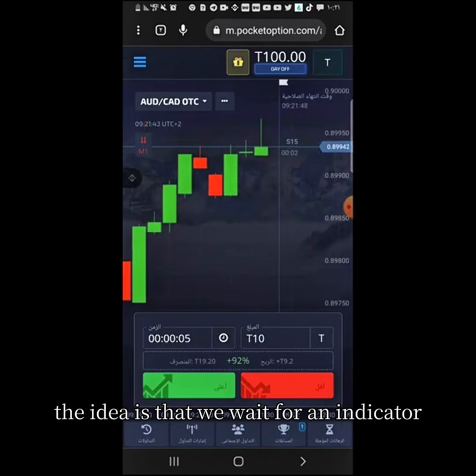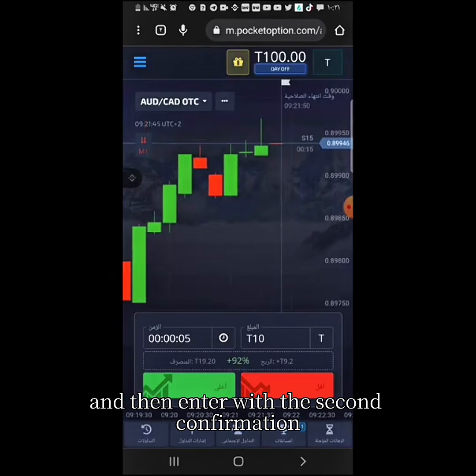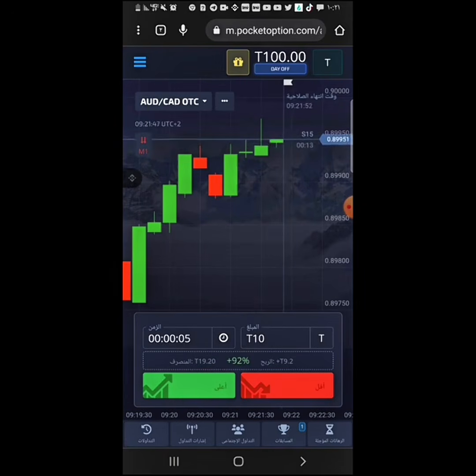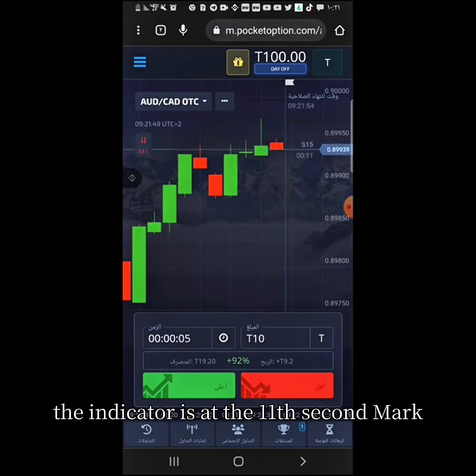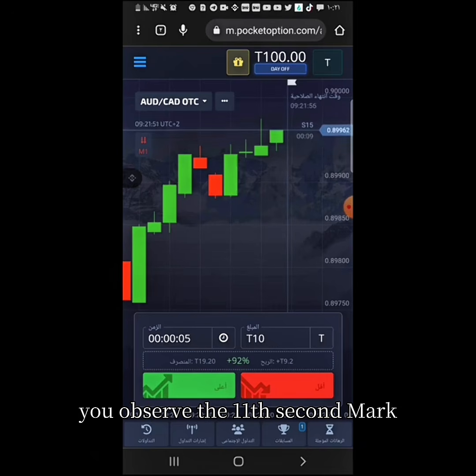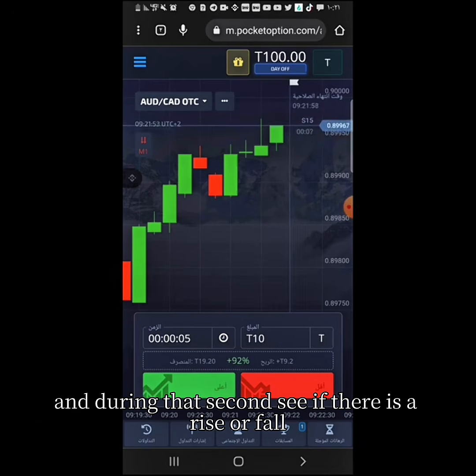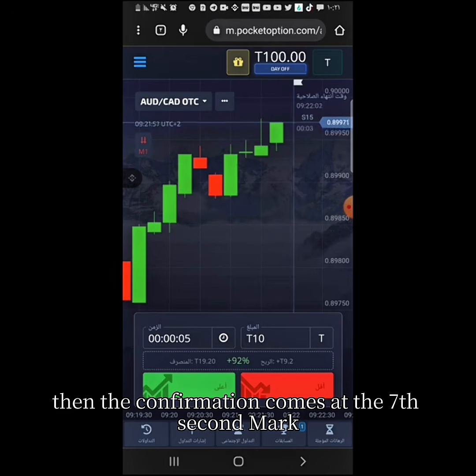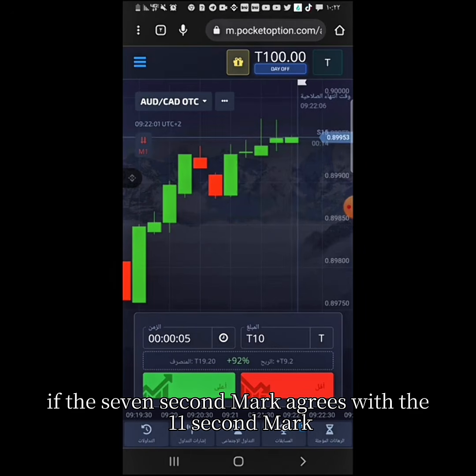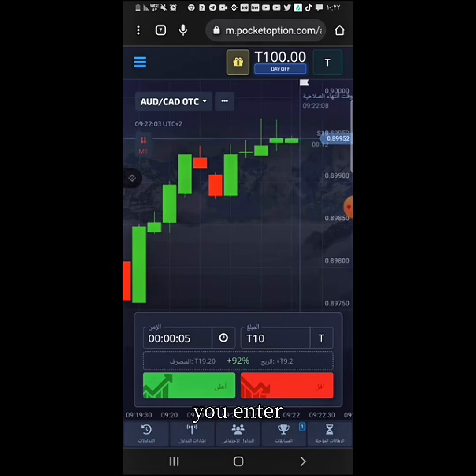The idea is that we wait for an indicator and then enter with the second confirmation. The indicator is at the 11-second mark. You observe the 11-second mark, and during that second, see if there's a rise or fall. All right. Then the confirmation comes at the 7-second mark. If the 7-second mark agrees with the 11-second mark, you enter.